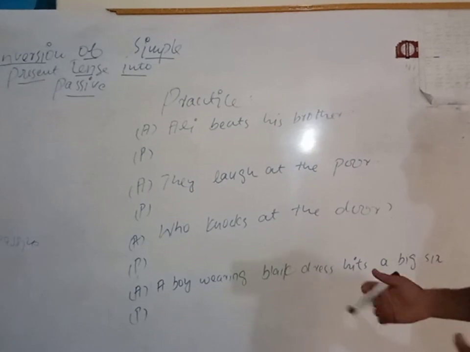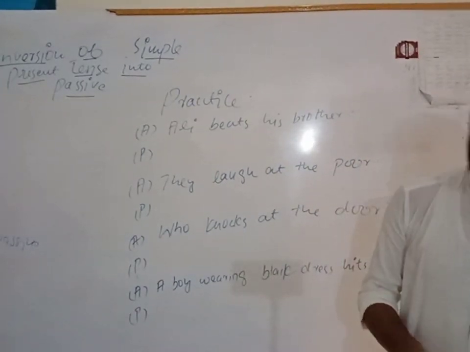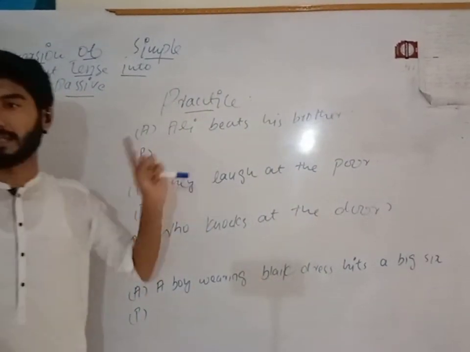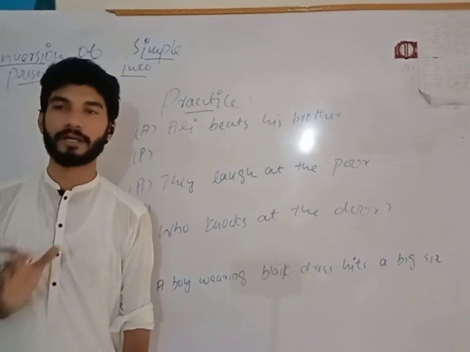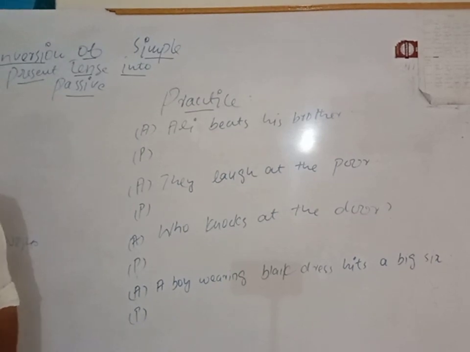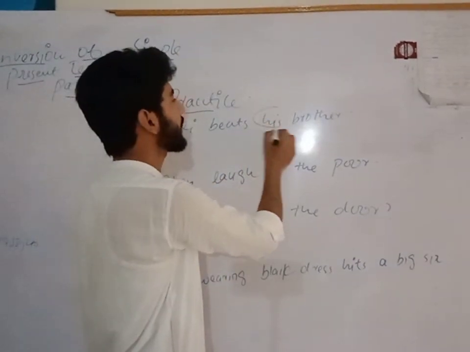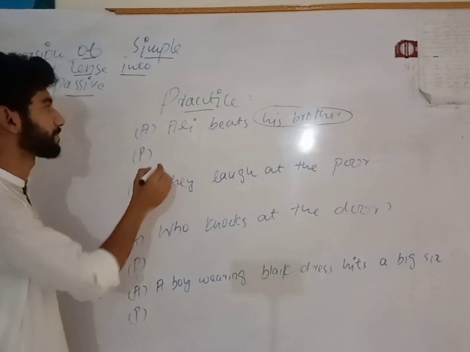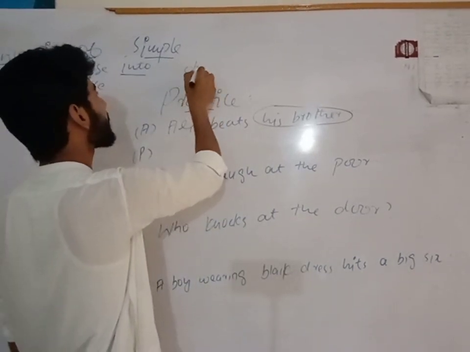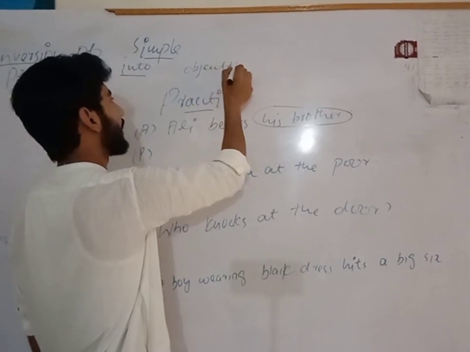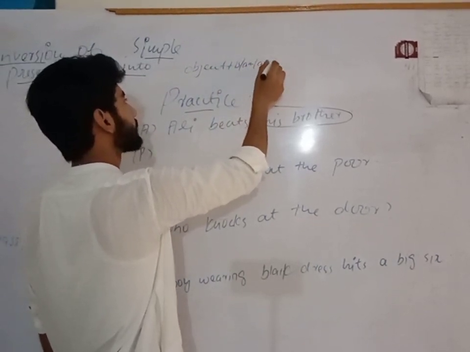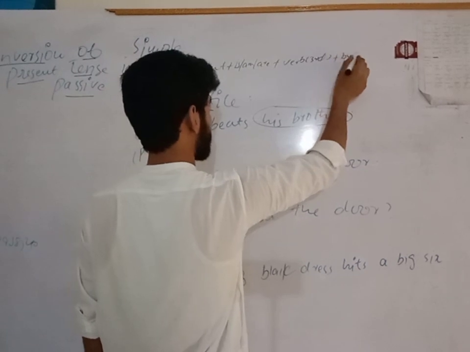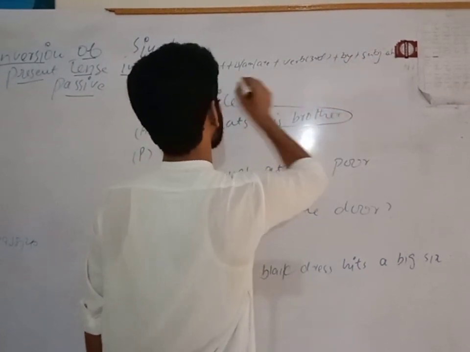We have some sentences which we will try to convert into passive. Okay, so we have sentence number one: Ali beats his brother. Is it a transitive sentence or intransitive? It is transitive because the object is his brother. So you have to bring his brother first, according to the rule and the structure. Let me write its structure. First of all, you have to write the object, then plus is, am or are, then verb third form, word 3, plus by plus subject. Got it? This is the structure.